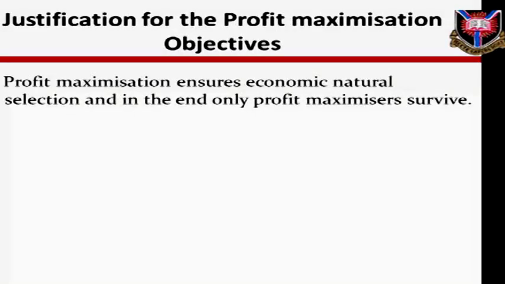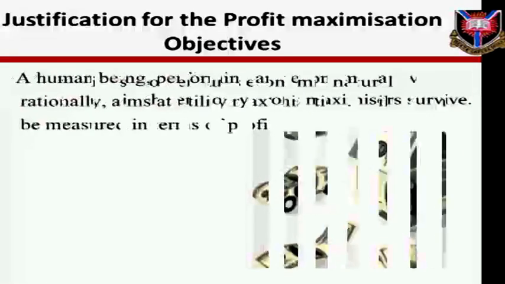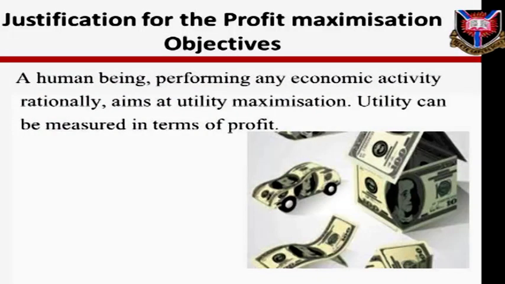Justification for profit maximization objective. Number 1. Profit maximization ensures economic natural selection, and in the end, only profit maximizers survive. 2. A human being performing any economic activity rationally aims at utility maximization. Utility can be measured in terms of profit. This profit maximization is justified on the ground of rationality.